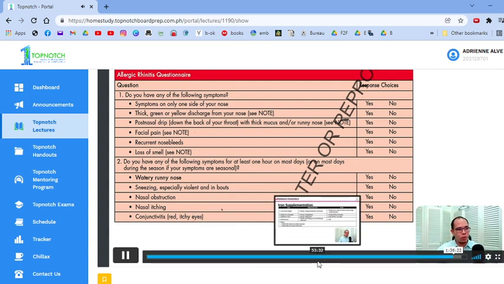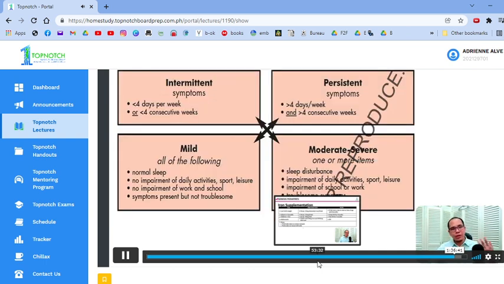As compared to this group of symptoms down here: watery nose, sneezing, especially violent and in bouts. Typical yan sa mga allergic rhinitis, pag bumayan yan, tuloy-tuloy, di ba? Nasal obstruction, itching, and conjunctivitis. These symptoms are very common in allergic rhinitis. And ito yung sinasabi ko sa inyo, how do you classify?